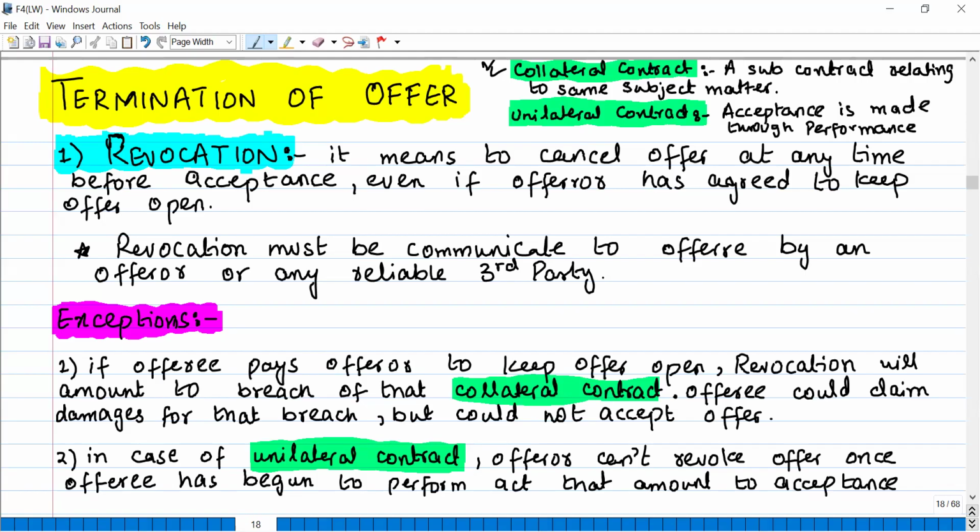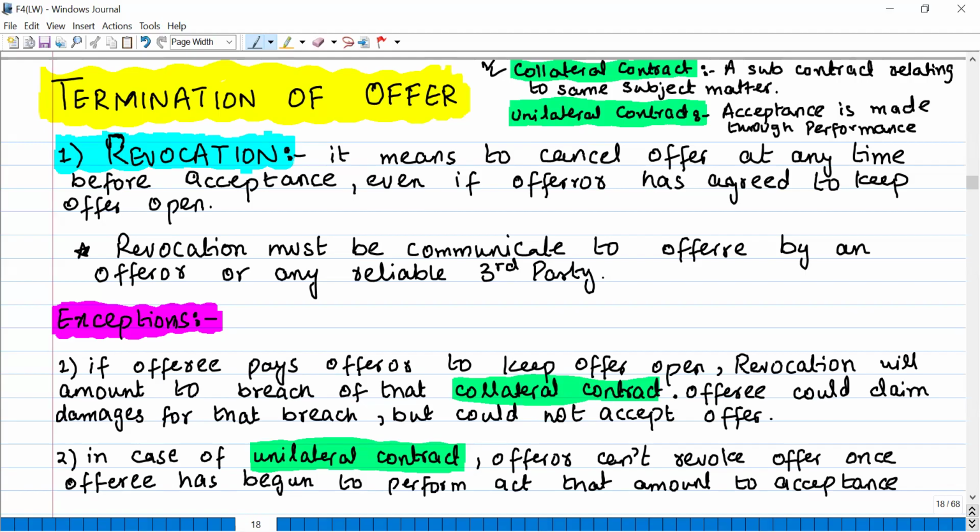But if the revocation was not communicated to you, then revocation is not effective. Okay, so revocation can be communicated by the offerer himself or any reliable third party. There are some exceptions to this rule.